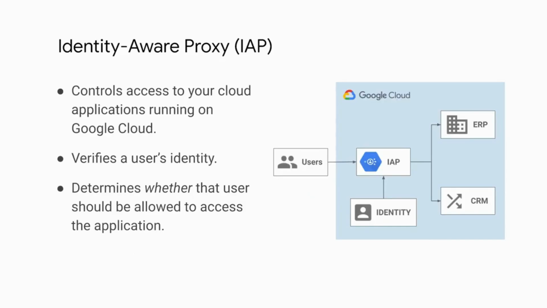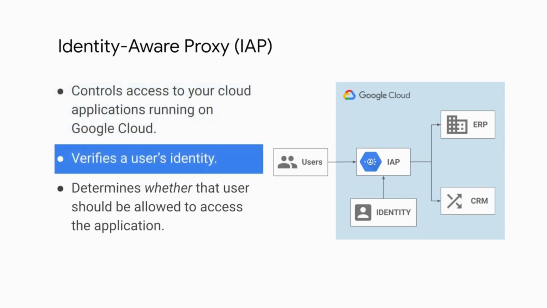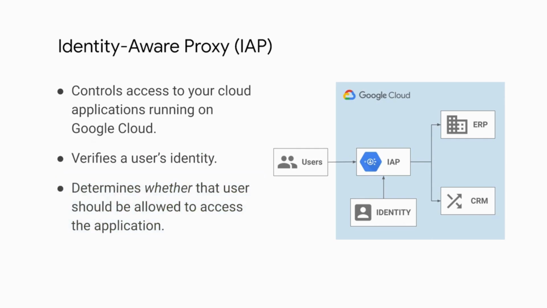Identity-Aware Proxy, or IAP, controls access to your cloud applications running on Google Cloud. IAP verifies a user's identity and determines whether that user should be allowed to access the application. IAP allows you to establish a central authorization layer for applications accessed by HTTPS. IAP lets you adopt an application-level access control model instead of relying on network-level firewalls.